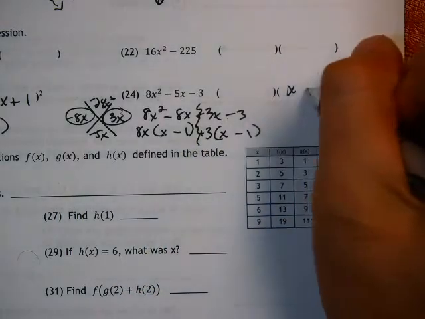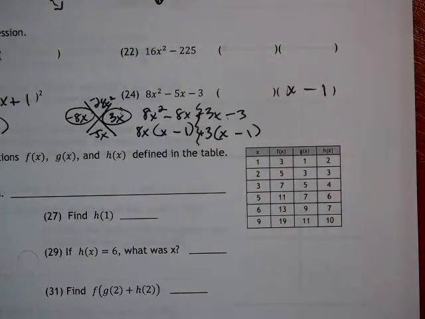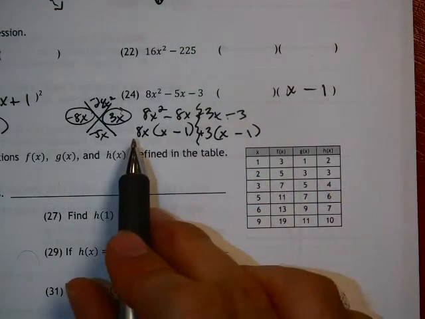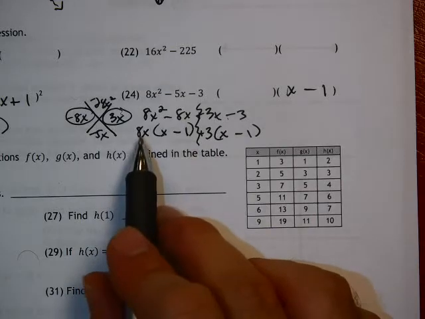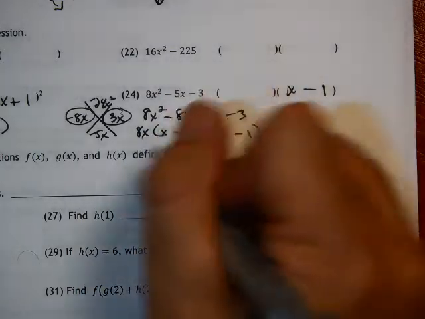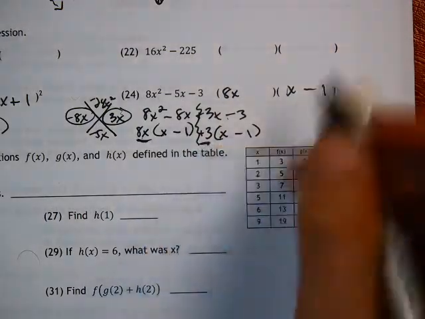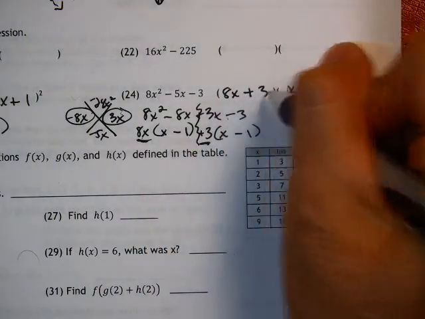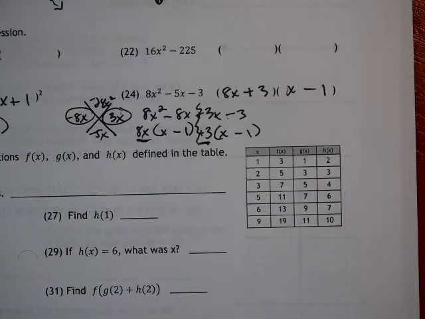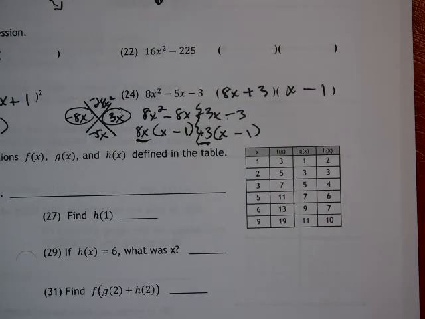That gives us one of our factors in the final answer. The other factor comes from what came out of each one. We had an 8x that came out here. That goes first. And then we had a positive 3 that came out here. There it is, plus 3. So our final answer is the quantity of 8x plus 3 times the quantity of x minus 1 when we're done factoring.